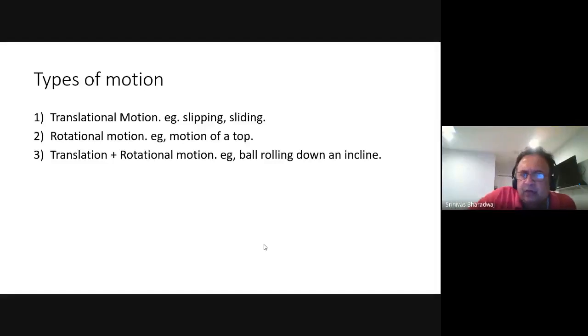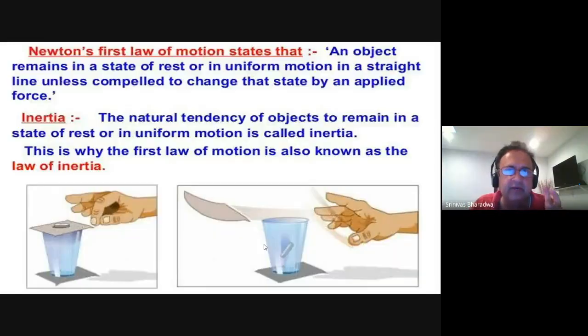Now, in between this, there is also uniform circular motion. Uniform circular motion is a kind of translation, but involving something revolving around something. So that is a little different from rotation. We will deal with that also. We will be dealing extensively with rotation because that's a slightly tougher subject. But first, you must get the basics very well.